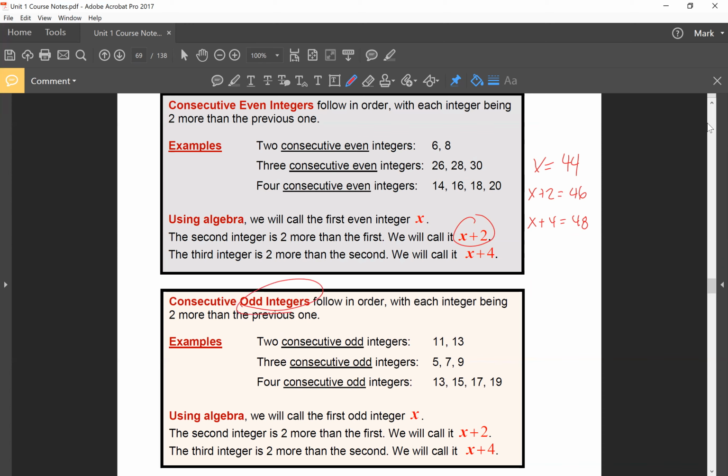The exact same thing for odd integers. The only thing you do is you start with an odd number, and for even, you start with an even number.